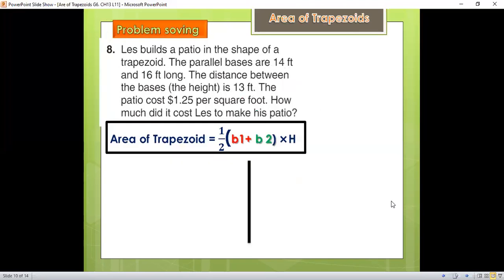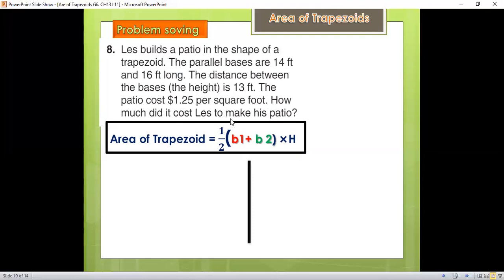Look, number 8. Let's build a video in the shape of a trapezoid. The parallel bases are 14 feet and 16 feet long. Then we have two bases, the shortest and the longest. The distance between these two parallel bases means the height, which is 13 feet. The video cost $1.25 per square foot. How much did it cost?